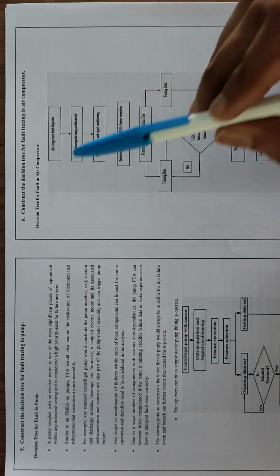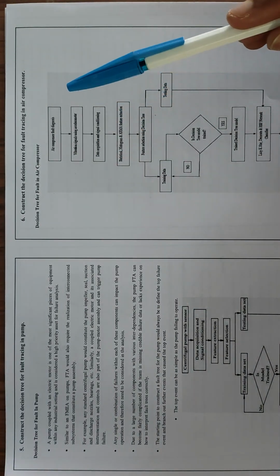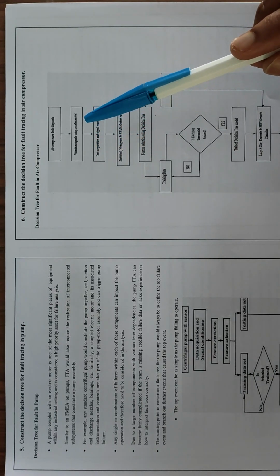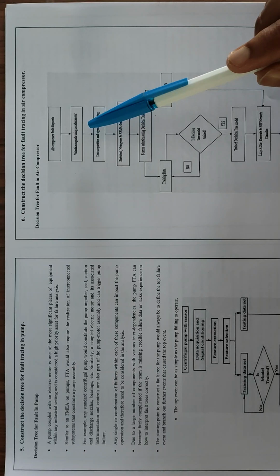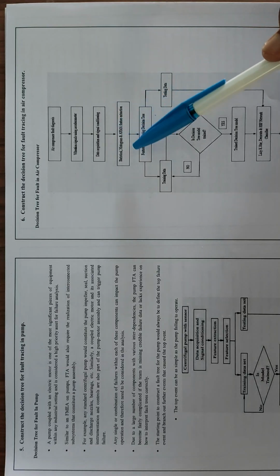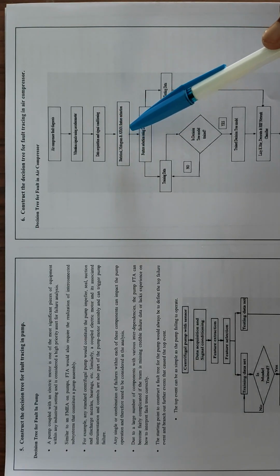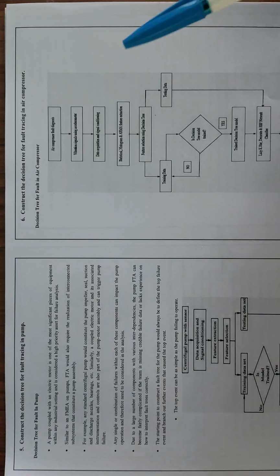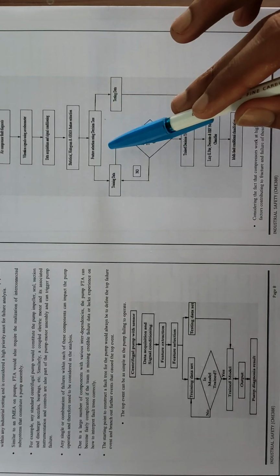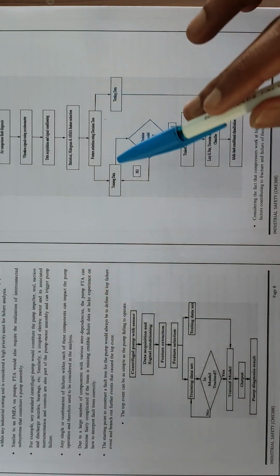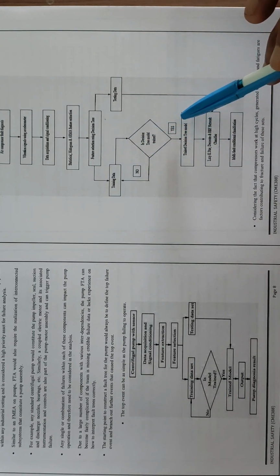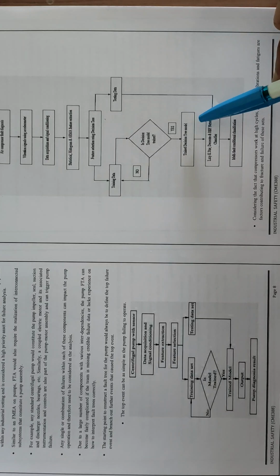Construct the decision tree for fault tracing in air compressor. Decision tree for fault in air compressor fault diagnosis: vibration signals using accelerometer, data acquisition and signal conditioning, statistical histogram and ARMA, feature extraction, feature selection using decision tree to training data, testing data. Is decision tree model trained? No. Yes. Train decision tree model.